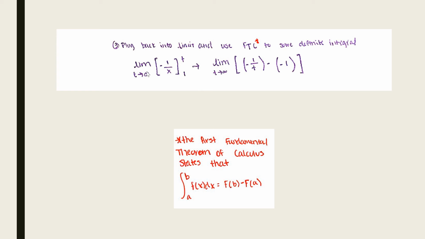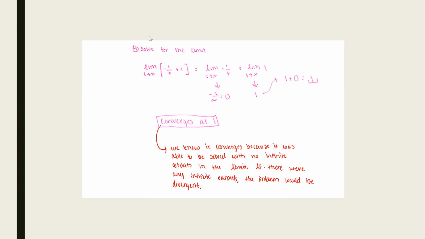When we plug this back into the limit, we get the limit as t approaches infinity of negative 1 over x from 1 to t, which when we plug in the t and the 1 and subtract it, we get the limit as t approaches infinity of negative 1 over t minus negative 1. The fourth and final step is to solve for the limit. So again, we have the limit as t approaches infinity of negative 1 over t plus 1 because we had the minus 1. And we can break this up to the limit as t approaches infinity of negative 1 over t plus the limit as t approaches infinity of 1.